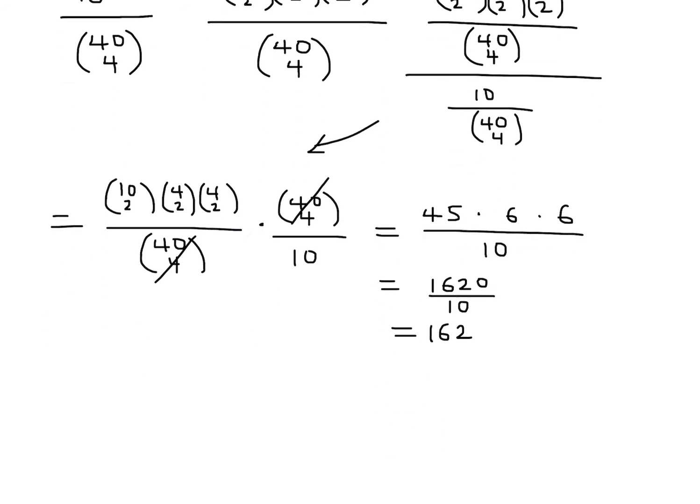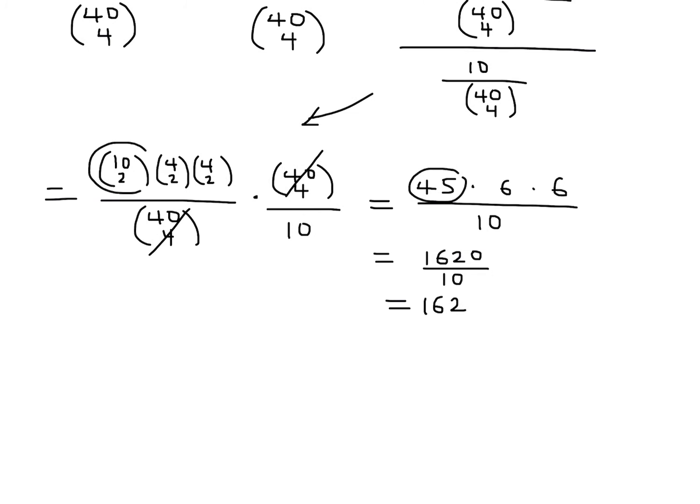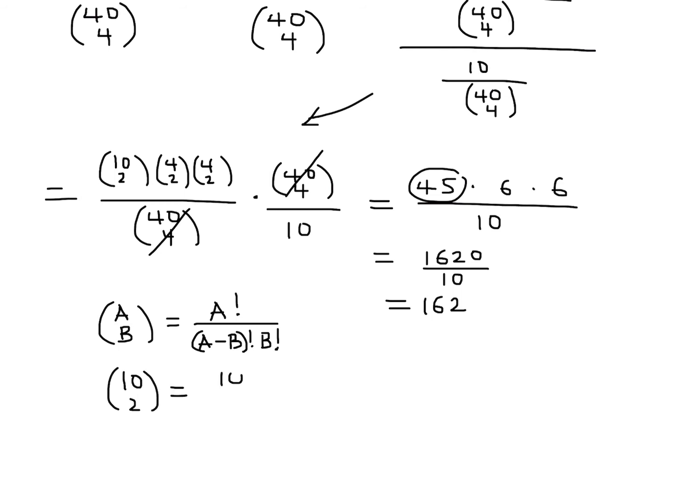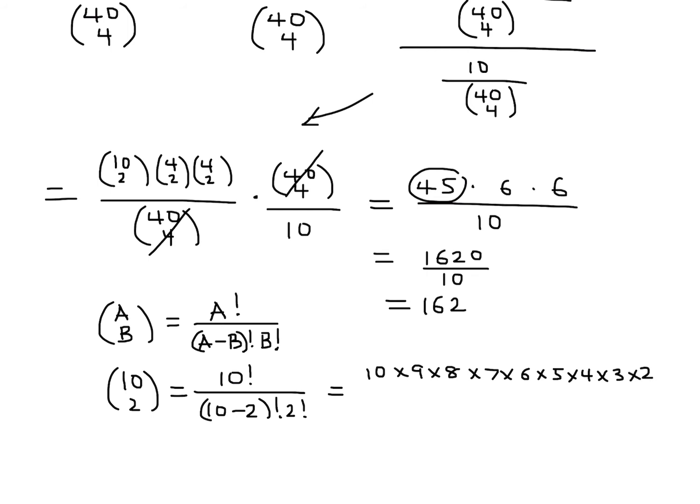And just in case you were wondering, how did you get 45 from this 10 choose 2? In case you're not familiar, A choose B is calculated as A factorial over A minus B factorial all over B factorial. So for example, 10 choose 2 would be calculated as follows. It would be 10 factorial over 10 minus 2 factorial all over 2 factorial. Now 10 factorial is 10 times 9 times 8 times 7 times 6 times 5 times 4 times 3 times 2 times 1, correct?